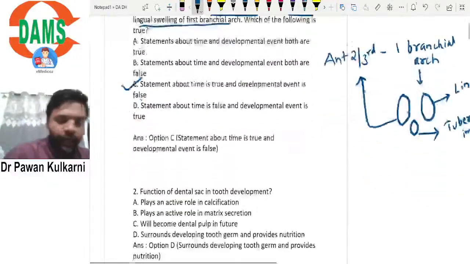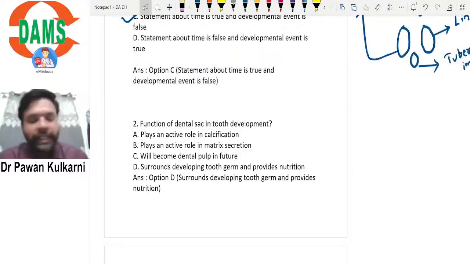Okay, let us move on to the second question. Function of dental sac in tooth development is. We know that the enamel organ is a main structure which arises from the dental lamina. The dental lamina gives rise to the enamel organ.